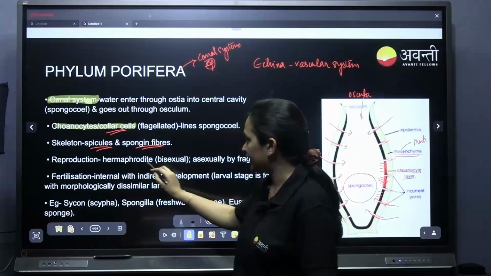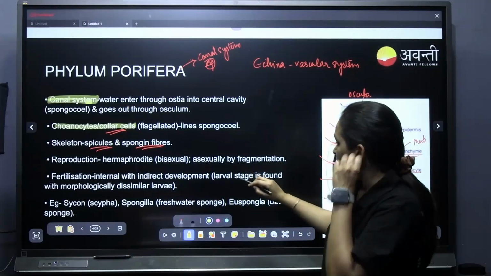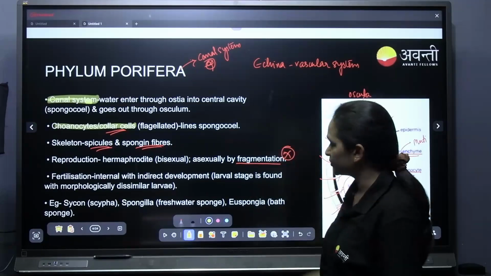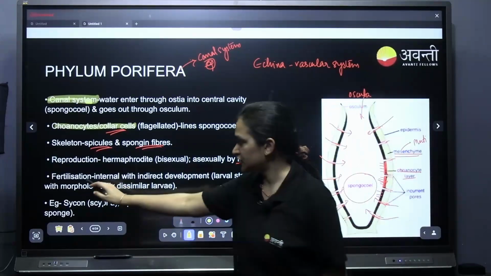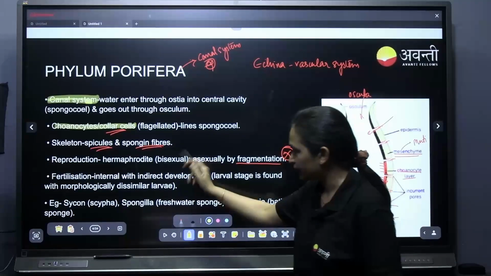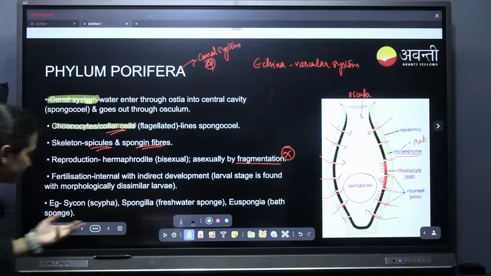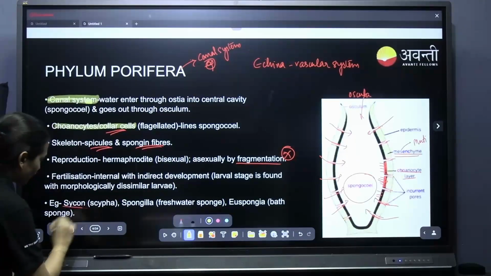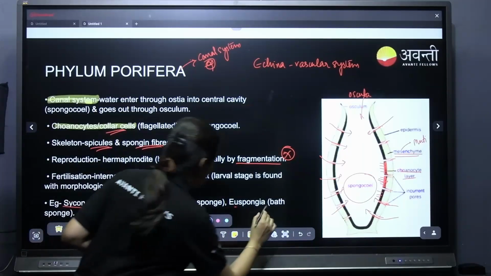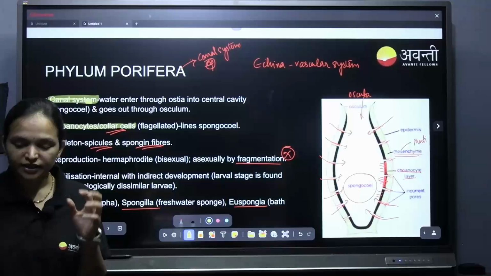Reproduction: they are hermaphrodite, which means they are bisexual, and asexual reproduction also takes place by fragmentation. Fertilization is internal with indirect development, which we have already studied. That's why I am not going deep into it. And you need to remember the examples: Sycon, Spongilla, which is a freshwater sponge, and Euspongia, the bath sponge, which you see in the supermarket.